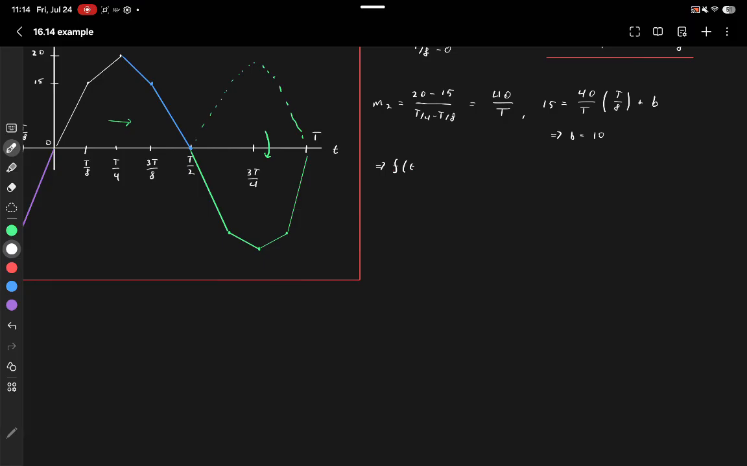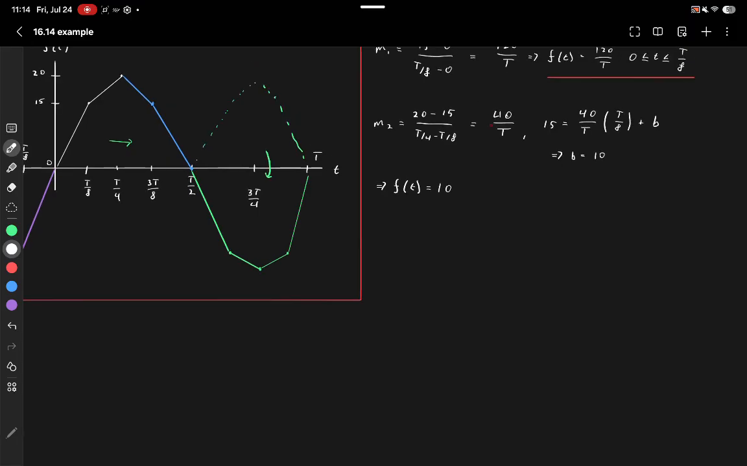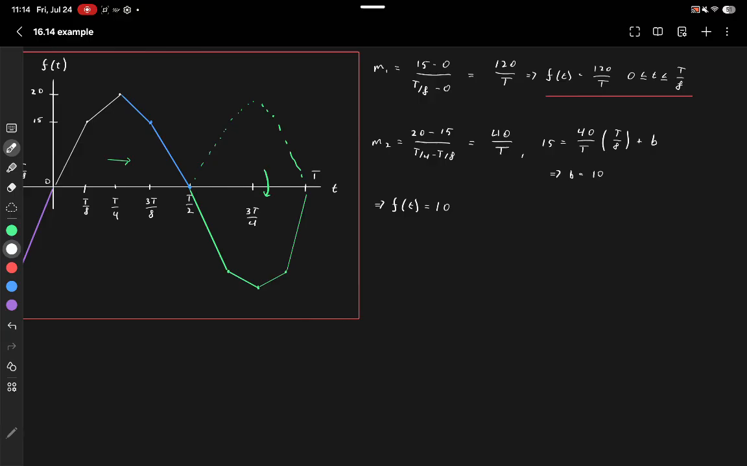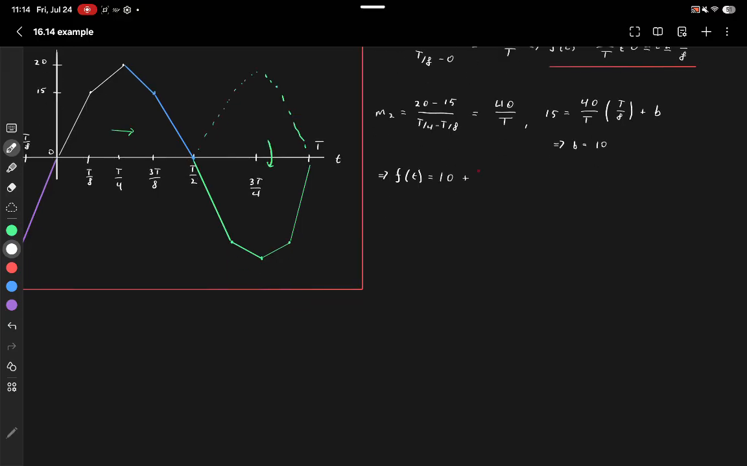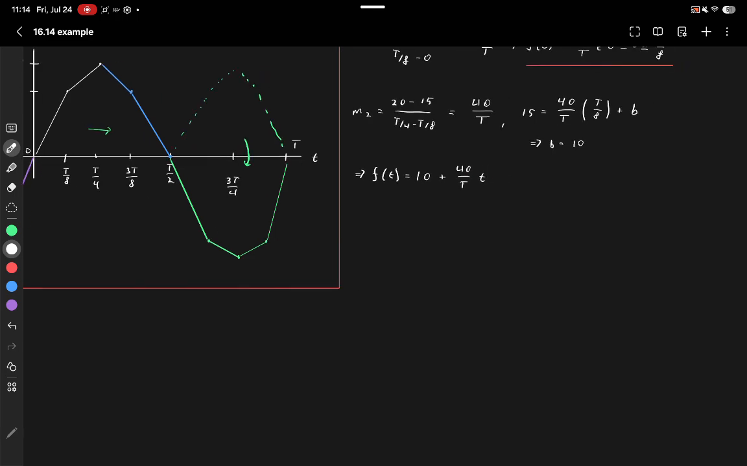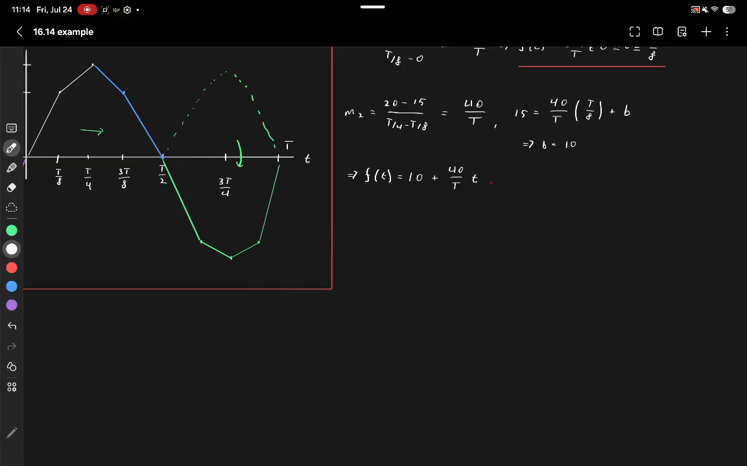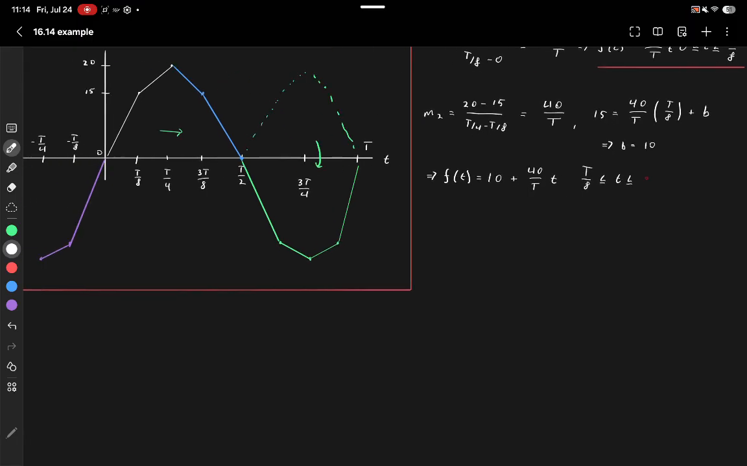And now we can throw this, y equals mx plus b, our function of t is going to be 10, which is our b. Just going to throw that in there. And we've got this portion here. And I did forget one thing. Back up here, we have a function of t, but no t here. That just goes there. Forgot to put that earlier, but we'll do the same thing here. 40 over big T times little t, and then we'll have the range from T over 8 to T over 4.